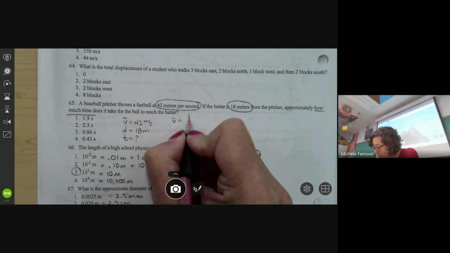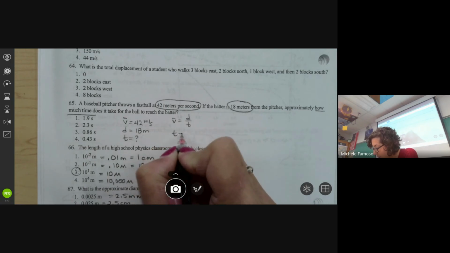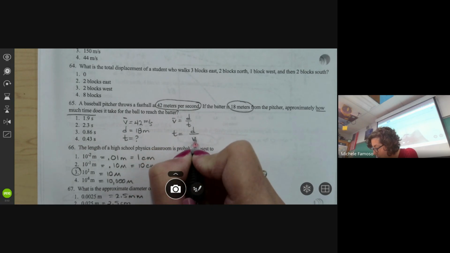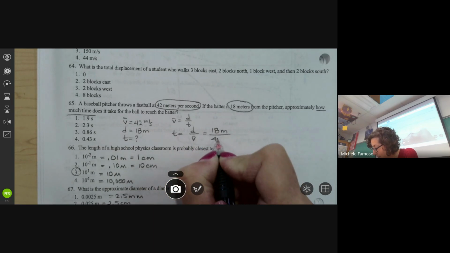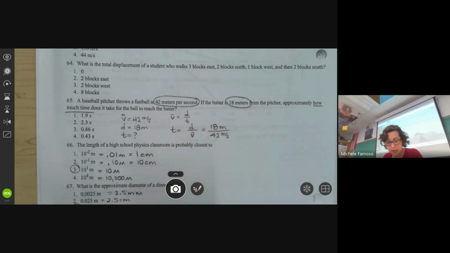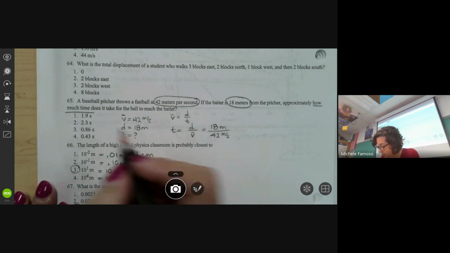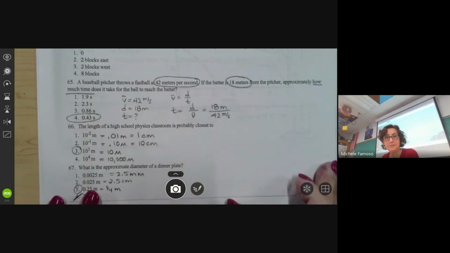We're going to use the equation V bar is D over T. So T is D over V bar. That is 18 meters divided by 42 meters per second. When I work that out, 18 divided by 42 is 0.43 seconds, choice 4.